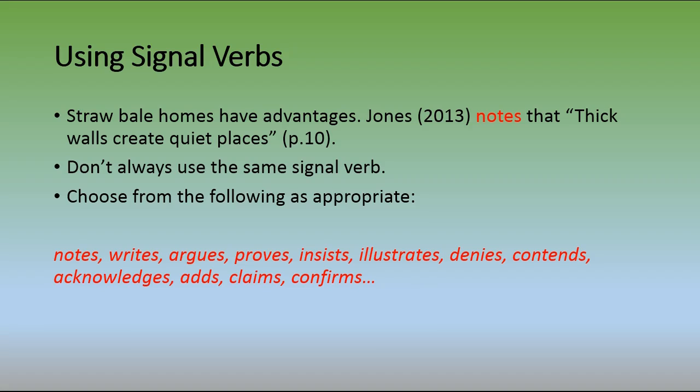We're using signal verbs, so in other words, when we have a phrase that sets up or introduces a quotation, there are certain types of verbs that we use. In the first example, straw bale homes have advantages. Jones, 2013, notes that, "thick walls create quiet places." So there's a list of signal verbs that you can use on this page. Try not to always use the same signal verb, and try to choose signal verbs that are appropriate to the context in which you're using them.